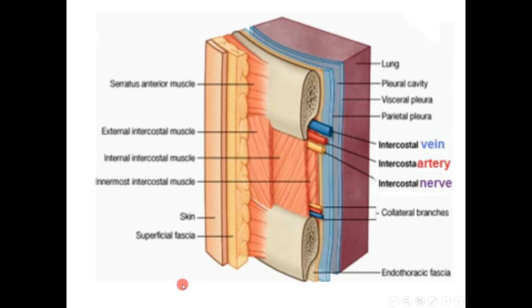This picture shows you these muscles and where these vessels are present. This is the skin, this is the superficial fascia, and here is the rib, and the external intercostal muscle. This is the internal intercostal muscle, and this is the innermost intercostal muscle. And you see this groove, which is called the costal groove. At the lower end of each rib, as we said, there is a groove, and this groove gives a space for the neurovascular bundle.